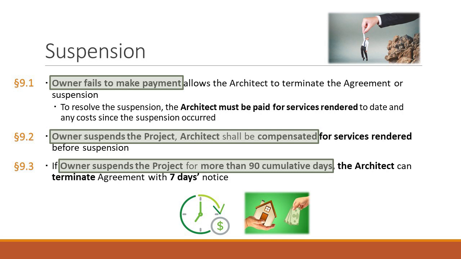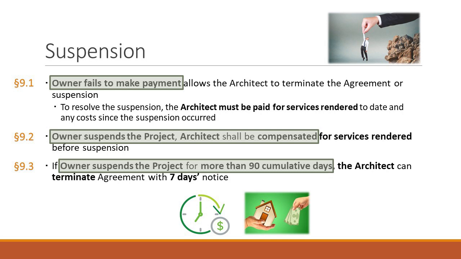9.2. If the owner suspends the project, so this is a situation where the owner says, okay, let's just halt for a while, I need to make sure that my funds are in the right place, or whatever the reason is for suspension. Maybe there's a problem with the city and I'm not getting the proper zoning permits. Maybe I want to have an extended bid period, so we're not going to go out to bid right now. Whatever it is, the architect needs to be compensated before it's suspended.